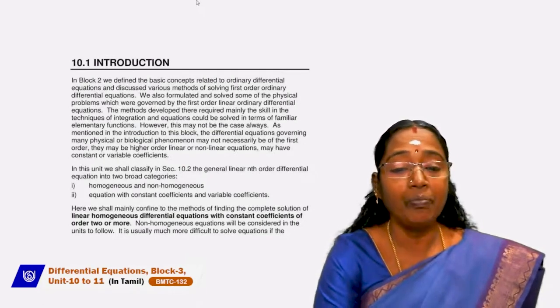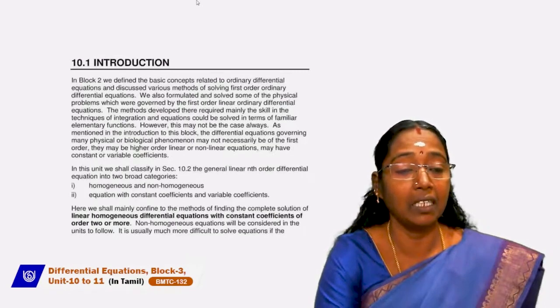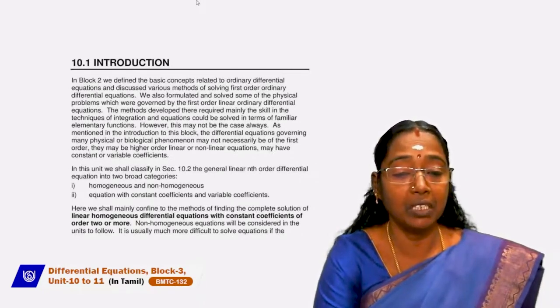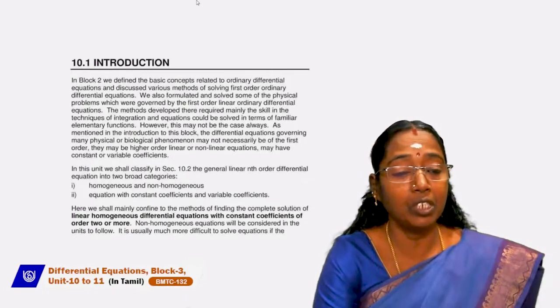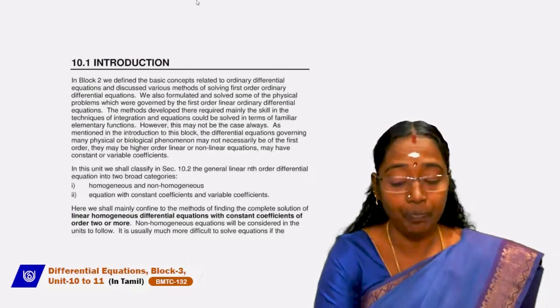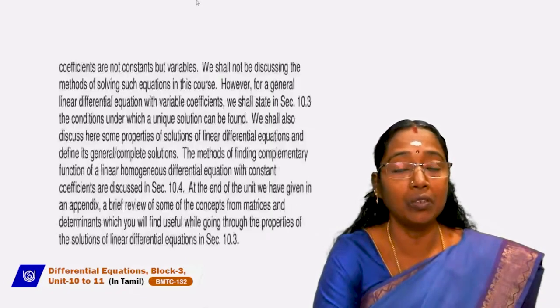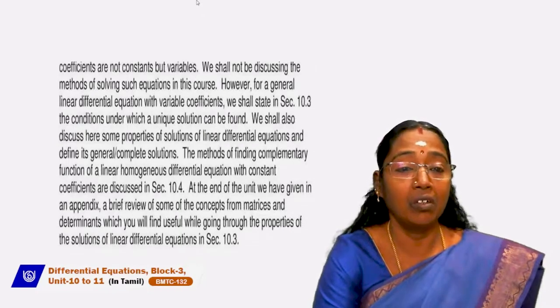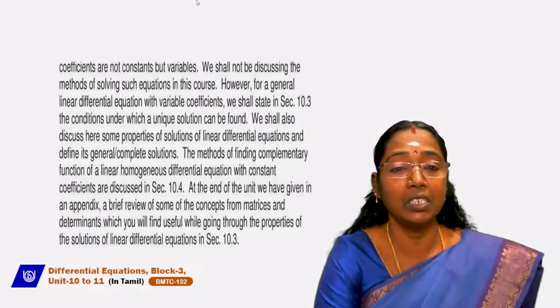Now, in this section, we divide the general linear nth order differential equation into two broad categories. The first category has homogeneous and non-homogeneous. The second one, equation with constant coefficient and variable coefficient. Here we shall mainly confine to the method of finding the complete solution of linear homogeneous differential equation with constant coefficients of order 2 or more. Non-homogeneous equation will be considered in the units to follow. It is usually much more difficult to solve the equation if the coefficients are not constants but variable. We shall not be discussing the method of solving such equation in this course.